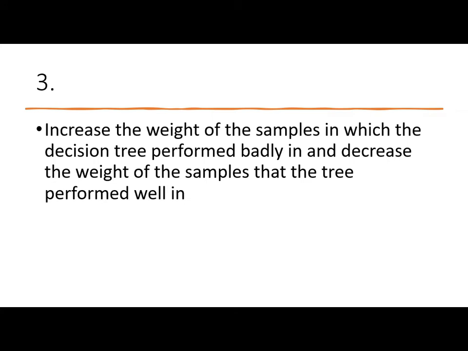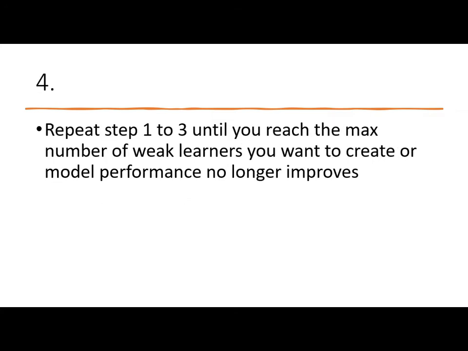So we repeat steps 1 to 3 until we reach the maximum number of weak learners you want to create, so the maximum number of stumps, or model performance no longer improves. If you create a weak learner to compensate for the previous weak learner, but it doesn't perform any better, you could create the condition so that it will stop creating another weak learner. Or in Python, when you're using a boosted tree, you could actually define the number of weak learners that you want to create. You might want to do this because you don't want too many weak learners. This could obviously affect computational performance, so you've got to get that balance right.